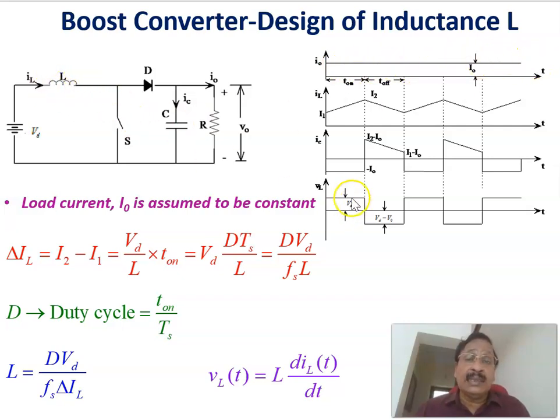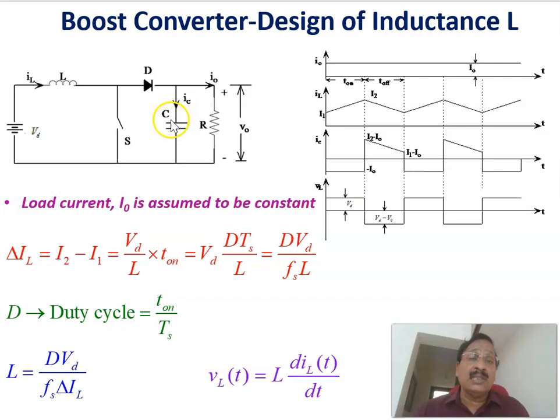When the voltage across the inductor is positive, the current builds up from I1 to I2. When the voltage is negative, di by dt is negative and the current reduces from I2 to I1. Therefore, this is the current through the inductor, and this is the voltage across the inductor.